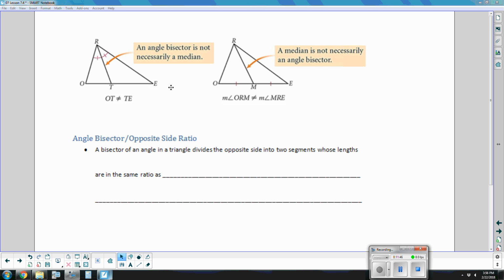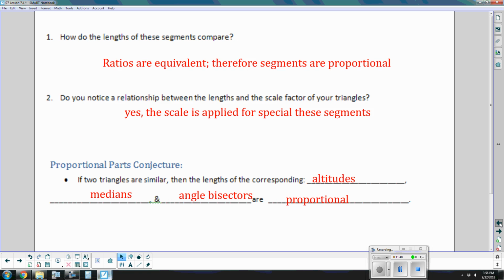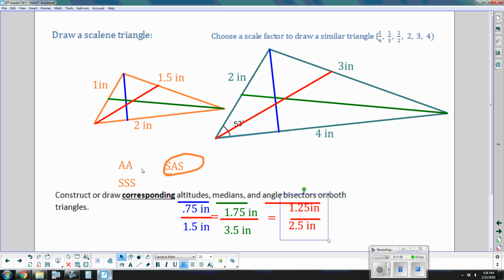On your note sheet, I want you to measure those two segments that the angle bisector creates. So in the small one, here's one segment, and here's another segment. The angle bisector divides that opposite side into two different pieces. So I want you to measure both of those pieces.